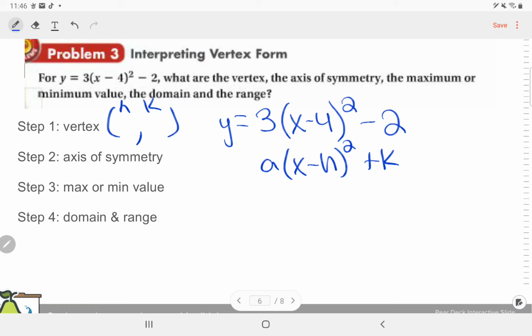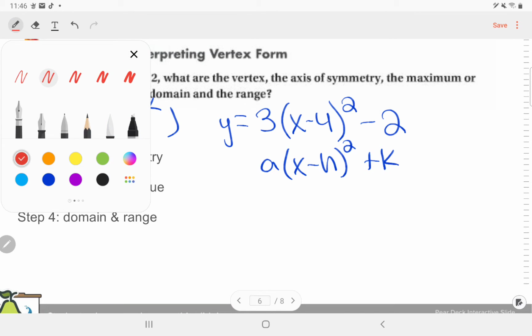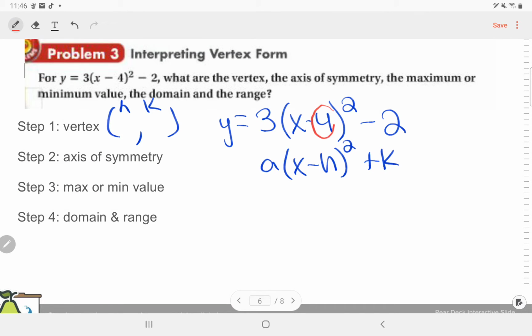So our h value is whatever's written behind the minus sign. So it's the opposite of the minus. So that makes our h positive 4. And since there's a minus sign in the formula, that means that negative sign is part of our k. So it's negative 2 for my k. So my vertex is (4, negative 2).